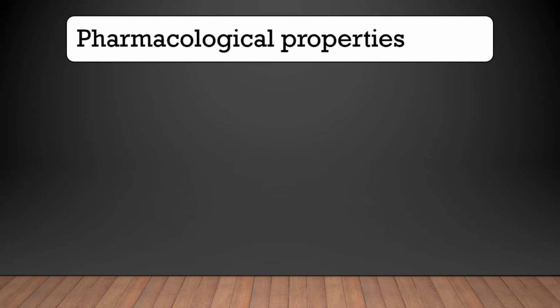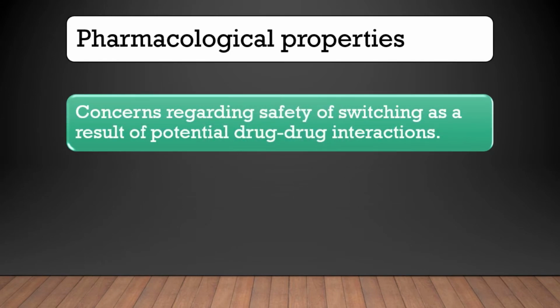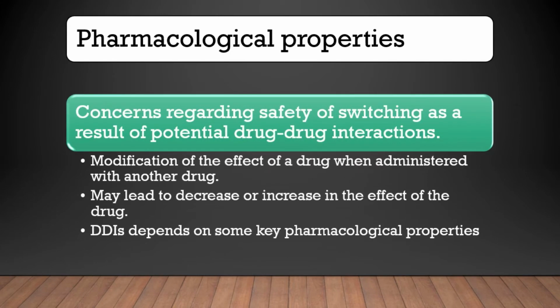Coming to the pharmacological properties, we know that the different agents have different pharmacological properties, and concerns surrounding the safety of switching between P2Y12 inhibitors have emerged because of the potential for drug-drug interactions. Drug-drug interactions are defined as modifications in the effect of a drug when administered with another drug. This may lead to a decrease or increase in the effect of the drug, and DDIs depend on some key pharmacological properties in turn.